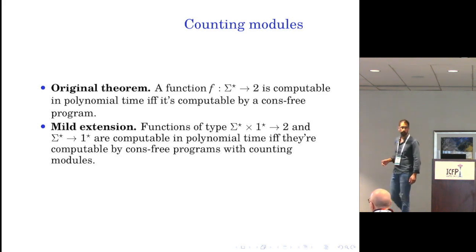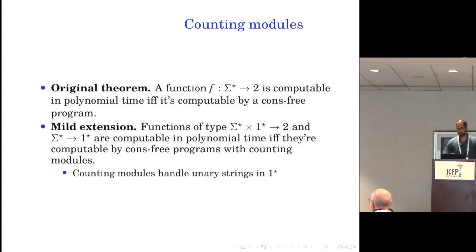Unary strings. And functions of type sigma star times 1 star to Booleans and sigma star to 1 star and other types involving 1 star are computable in polynomial time if and only if they're computable by cons-free programs with counting modules. And the idea here is that the counting modules handle unary strings in 1 star. And there are essentially no new ideas here. It's just modifying the proof from before to handle these additional types that we have.